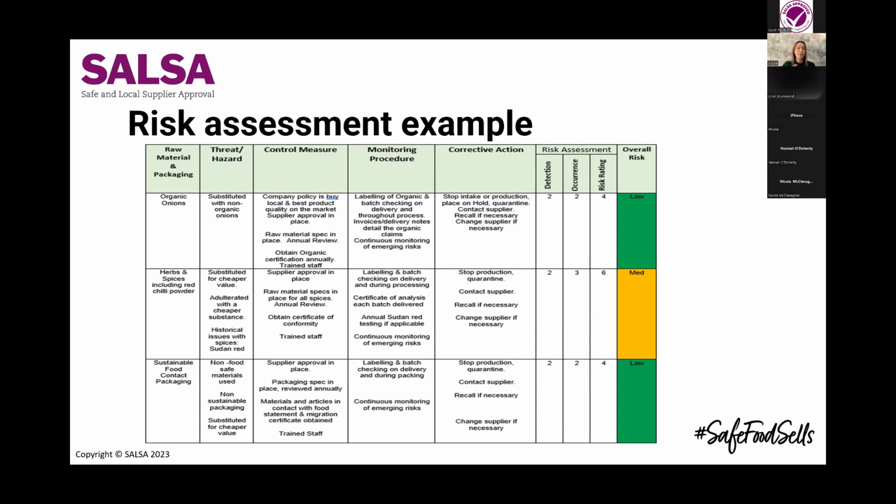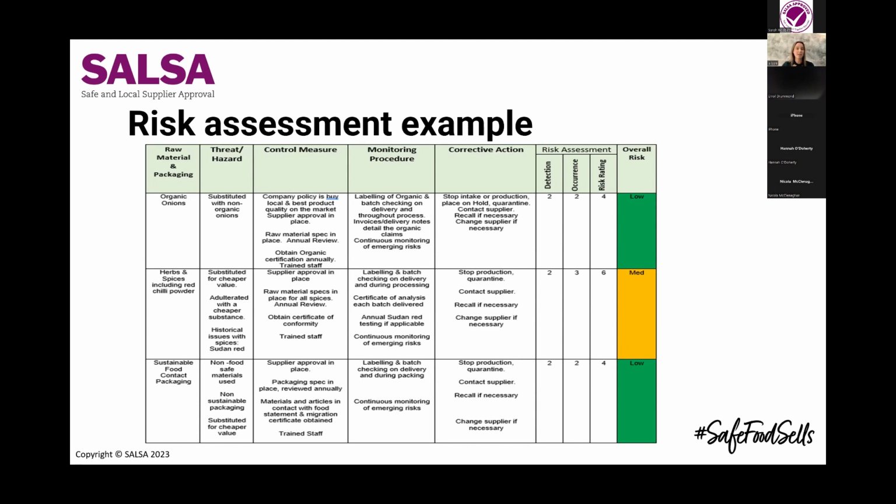And then you think about what control measures you already have in place. And then what can you do to monitor it? So monitoring is all about checking. So what are you going to be doing to check? And then are there any corrective actions that need to be put in place as well? So should something happen, what corrective action would you put in place? This is where you would put the scoring.